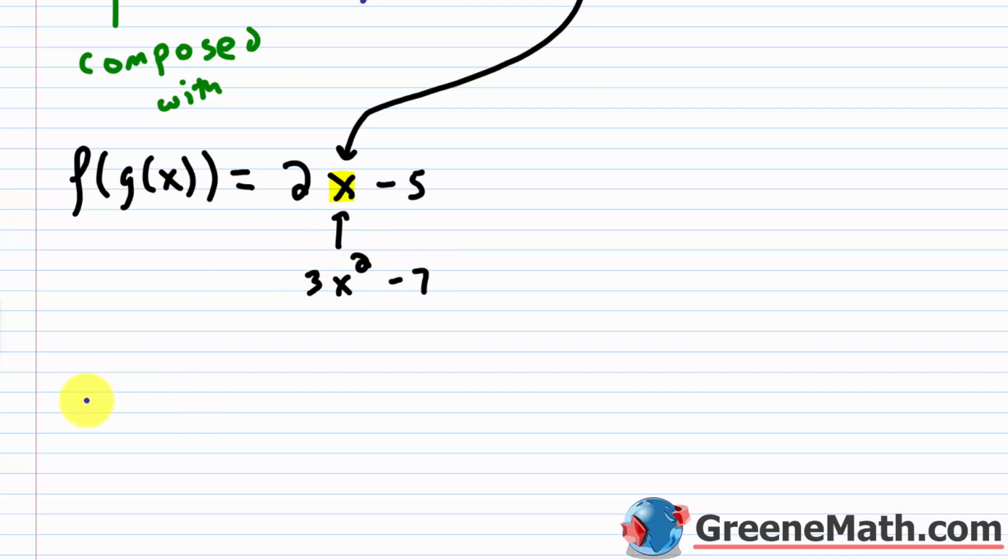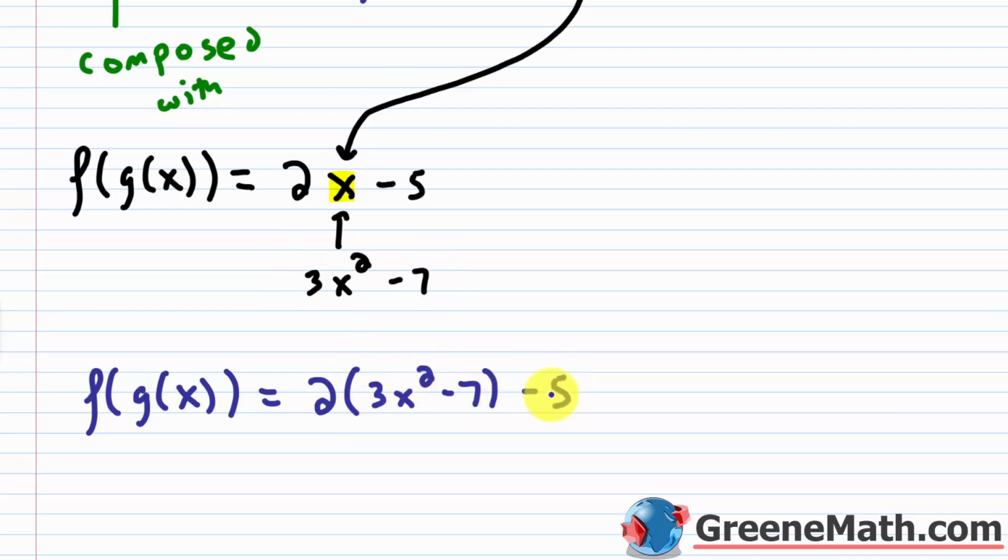So what I'll have is f of g of x is equal to 2 times, I'm going to wrap this in parentheses because the 2 is multiplying the whole thing. So 3x squared minus 7, and then minus 5. So all we have to do is simplify this. Pretty simple overall. You're just going to multiply the 2 by the 3x squared. So let's say this is equal to 2 times 3x squared is 6x squared. And then minus 2 times 7 is, of course, 14. And then you have minus 5.